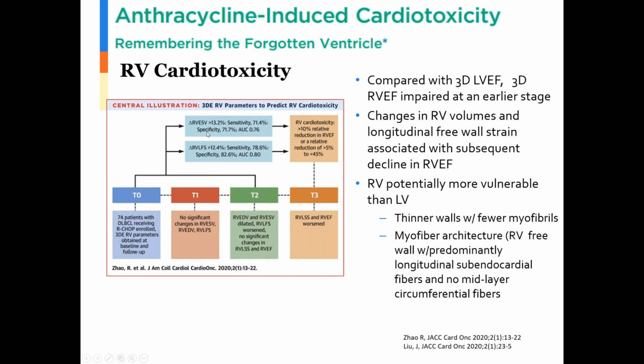Now, 3D strain was used in this study to assess RV cardiotoxicity, a topic which is not discussed often, among patients receiving anthracycline for treatment of lymphoma. And the study found that compared with 3D EF, 3D RVEF became impaired at an earlier stage. Further, changes in RV volumes and longitudinal free wall strain were associated with subsequent drop in RVEF. These findings suggest that the RV may potentially be more vulnerable than the LV, perhaps given its thinner walls with fewer myofibrils, as well as myofiber architecture.